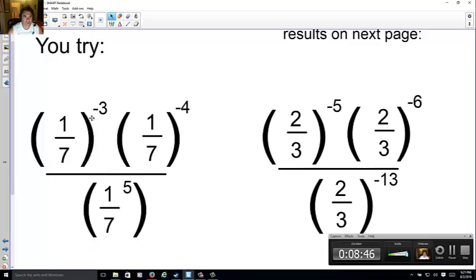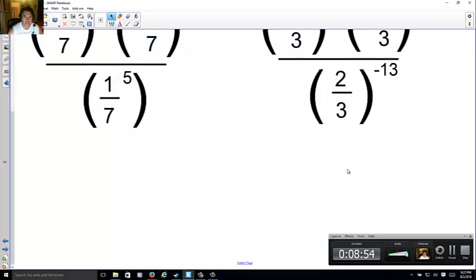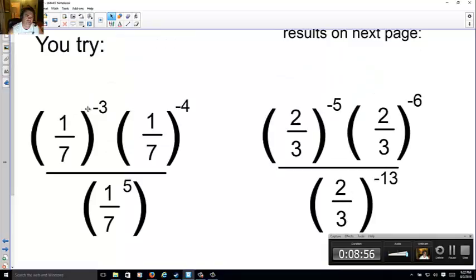So now try these. And so you have 1/7 to the negative 3rd, 1/7 to the negative 4th, 1/7 to the 5th. Go ahead and we're going to try to solve that. 2/3, 2/3, 2/3, solve that. Just 2 of them. So go ahead and see how you do.